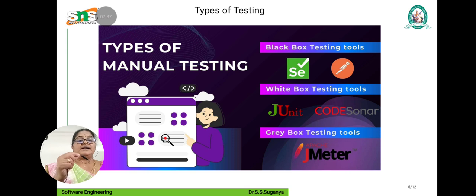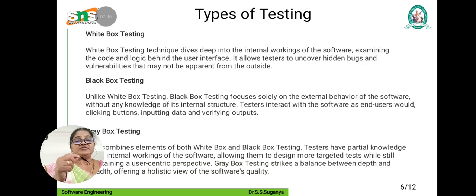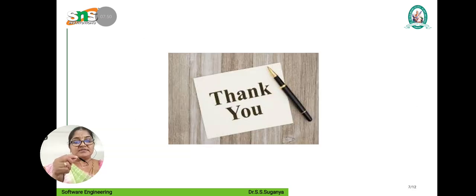As I told you already, we are going to speak about the types of manual testing: black box, white box and gray box testing, and these are the definitions of white box, black box and gray box testing. Let us see about these different classifications of manual testing in my next video.